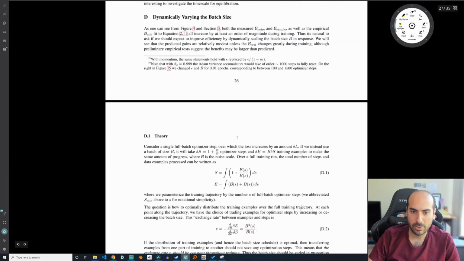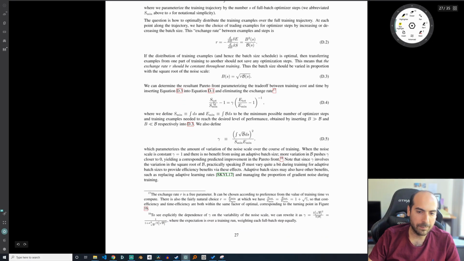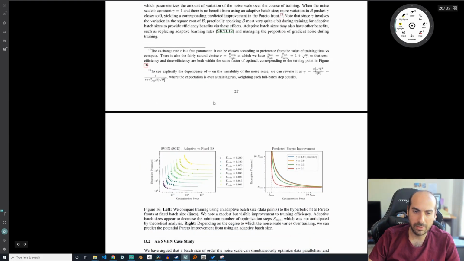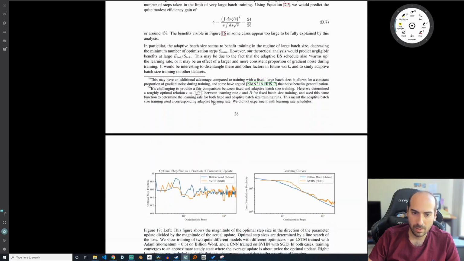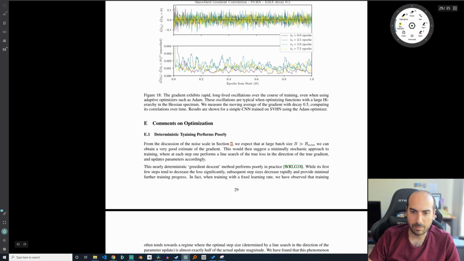Toy model for temperature. Okay, so the whole adapting batch size thing, they just have it in the appendix, it looks like. I may just do this another time. Comments: deterministic training performs poorly.